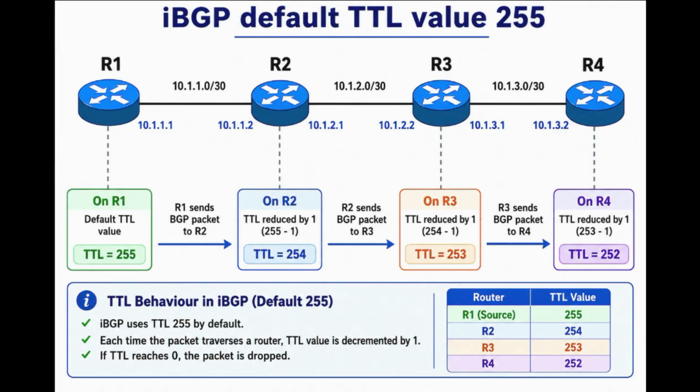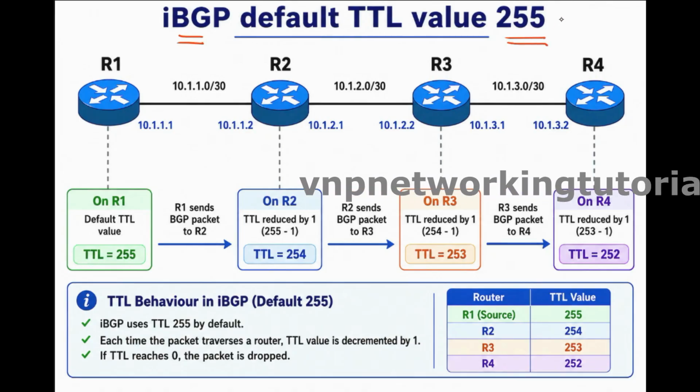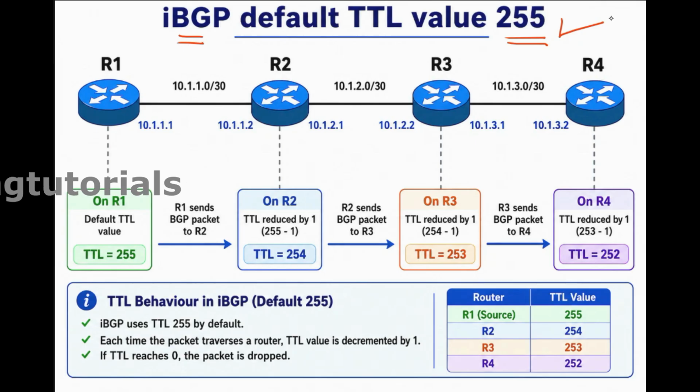In today's video, we are going to understand the default TTL value in iBGP and how the TTL changes as a packet travels through multiple routers. In this video, I will explain everything using a simple 4-router topology. So by the end, you will clearly understand why iBGP uses TTL 255, which is the default value, how TTL decreases hop by hop as they travel through the network, and why iBGP sessions can work across multiple routers.